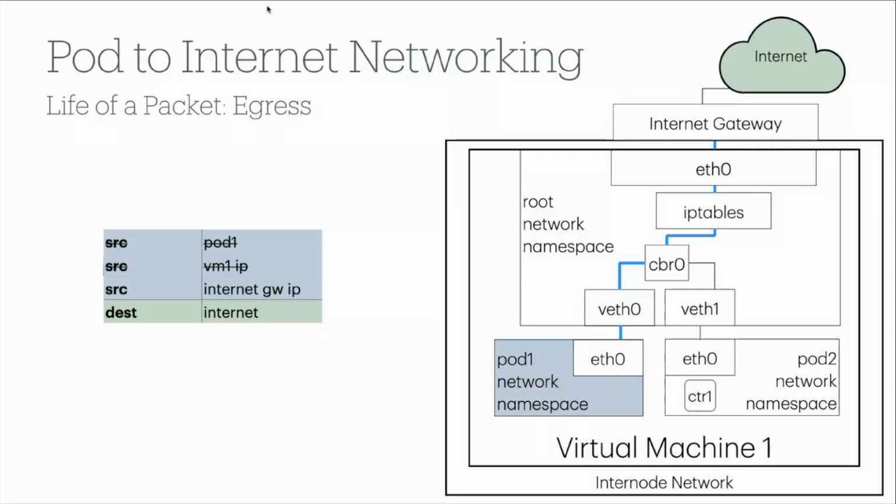Now something similar would happen when the response comes back. First rewriting will happen on the internet gateway. It will rewrite from internet gateway IP to VM IP. When the packet reaches the E0 of VM1, rewriting will happen again, and it will rewrite from VM1 IP to the pod IP, और फिर वो IP table से तो नीचे जाके pod 1 तक पहुंचेगा.